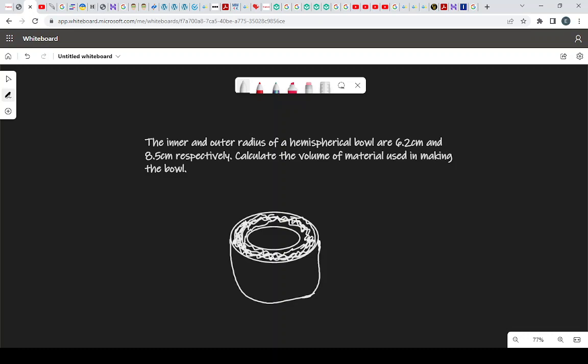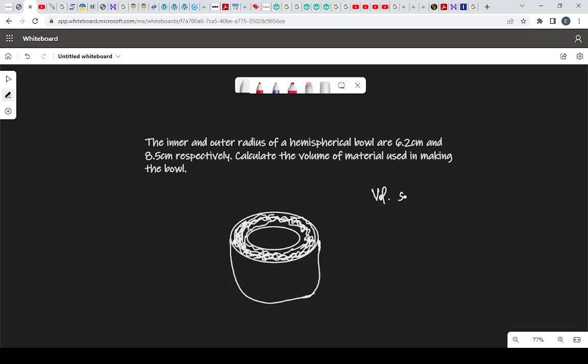So how can we get the volume of the material used in making this bowl? To do that, we will calculate the volume of the hollow part of it, the inner one, and then we'll calculate the volume of it as a whole. The difference between the volume of it as a whole and the volume of the hollow part of it gives you the volume of material used in making the bowl. And this is a hemispherical bowl. We know the volume of a hemisphere.